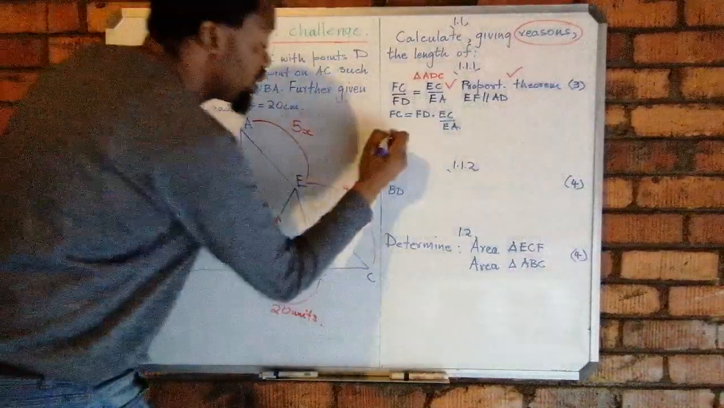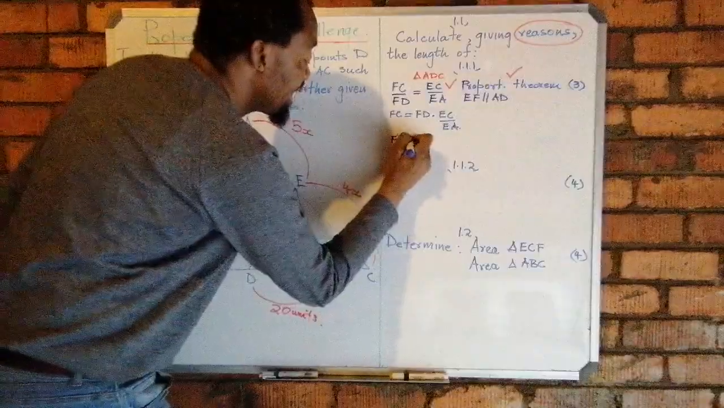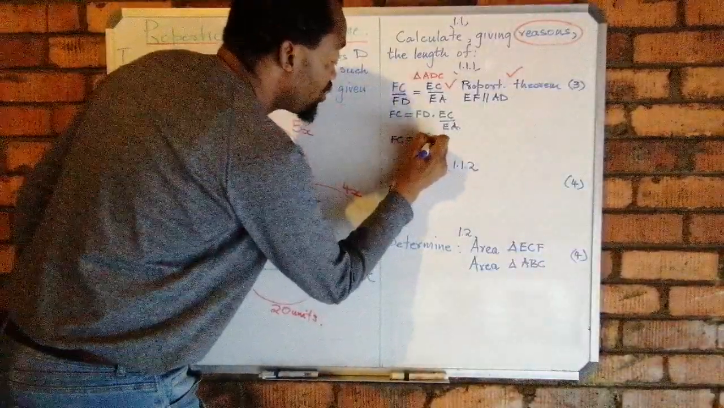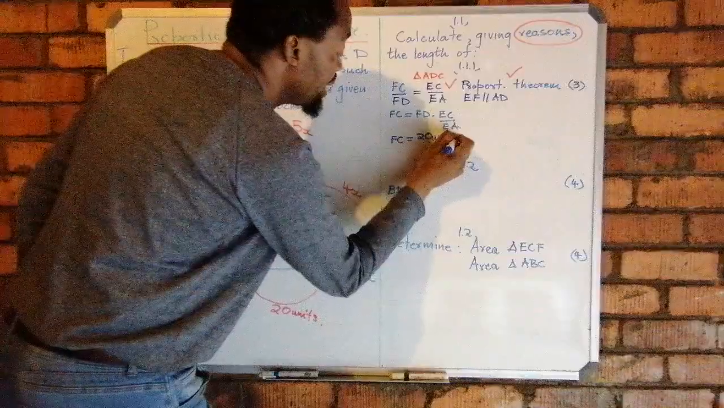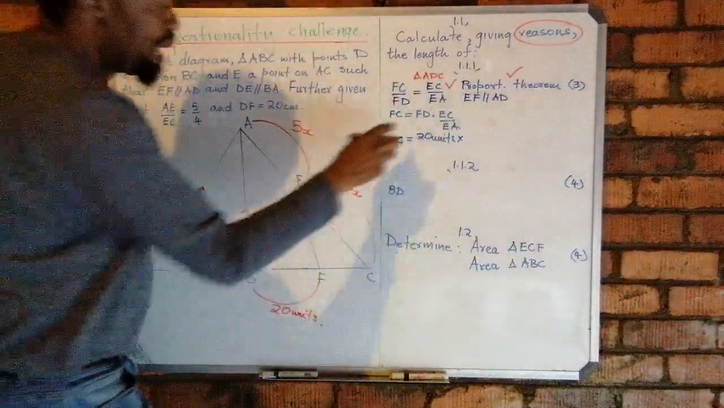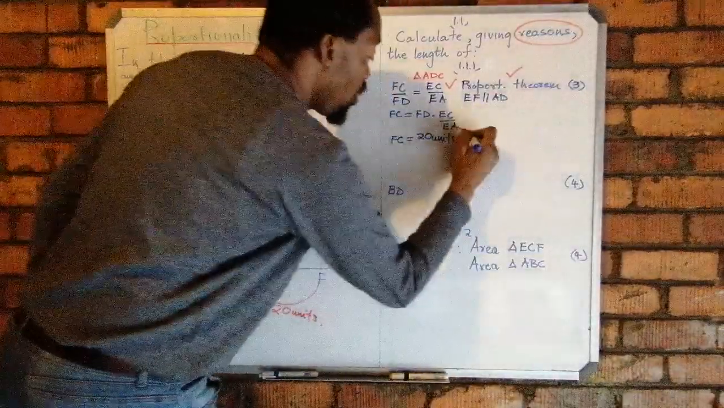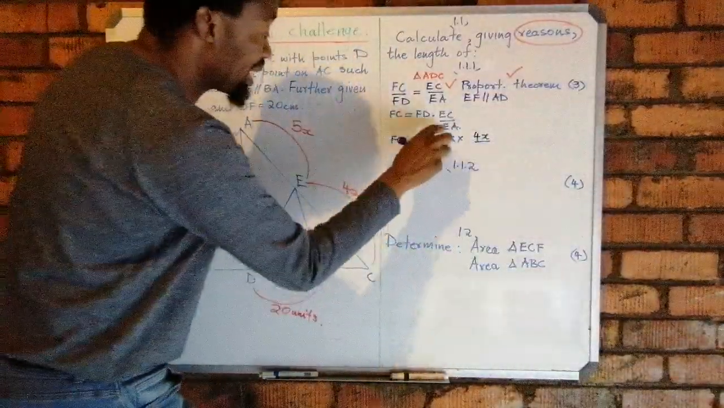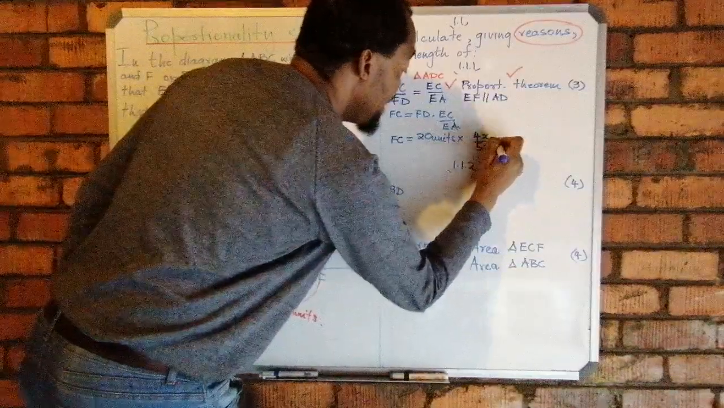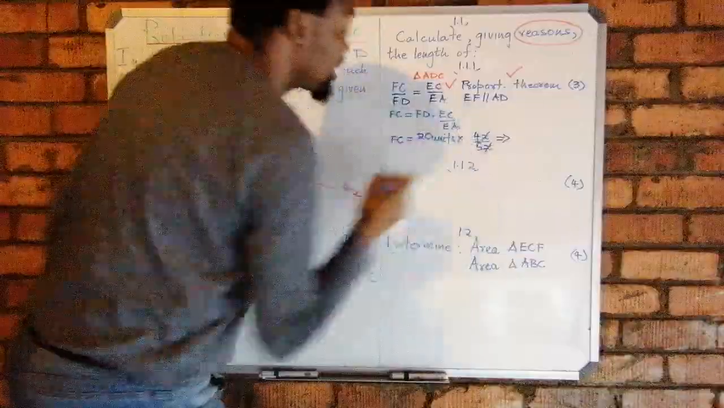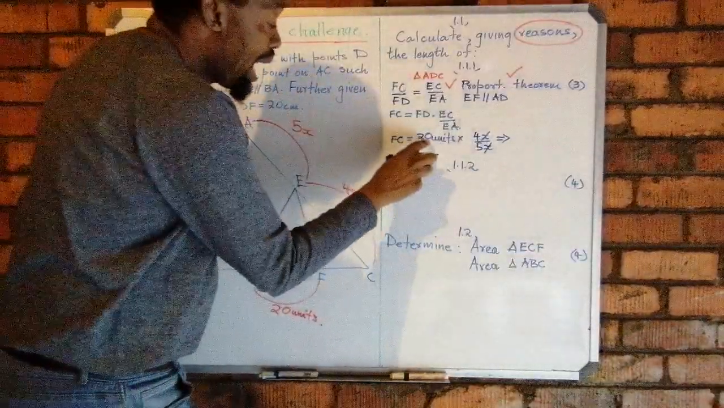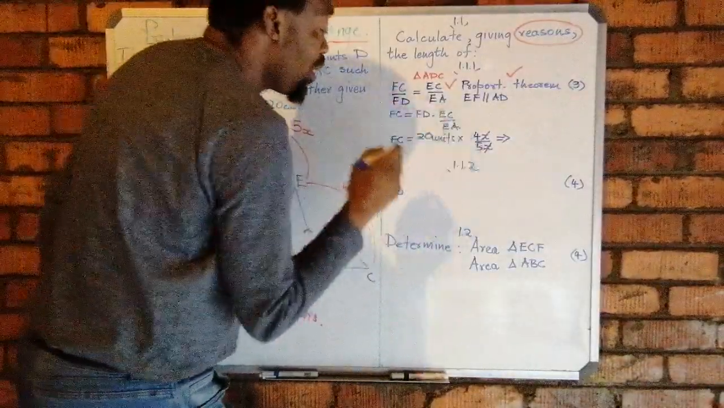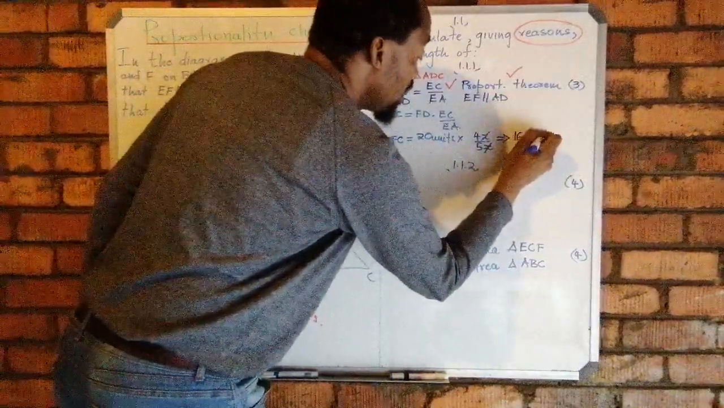Then I substitute. That says to me FC is equal to, let's see, FD is said to be 20 units. Don't forget that. 20 units multiplied by, I'm looking for EC. EC is 4x, divided by 5x. Now, x and x will cancel. Now, I divide 20 by 5, I get 4. I multiply 4 by 4, I get 16 units.